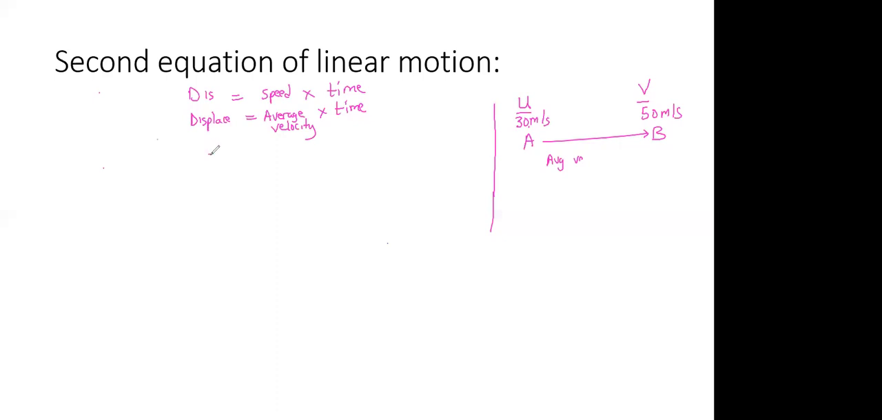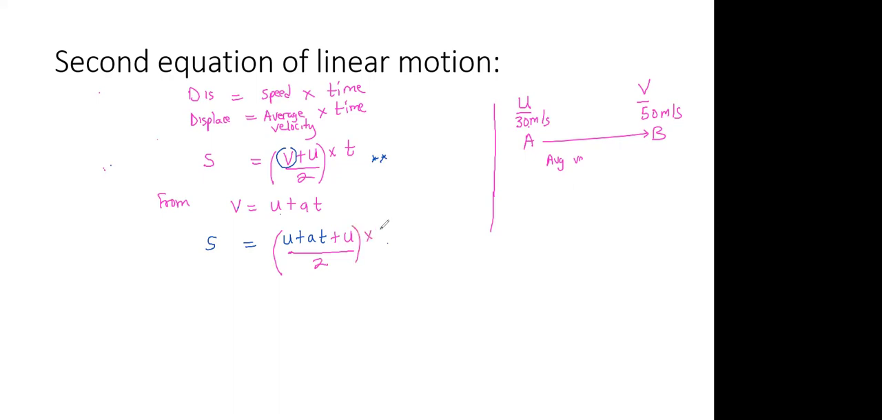So displacement, we use S, and we have said average velocity is V plus U out of 2, then times the time, T. Now, from your first equation, V is equal to U plus AT. I'm going to replace this V with the expression U plus AT. So S is equal to U plus AT, plus U, divided by 2, then times the time.